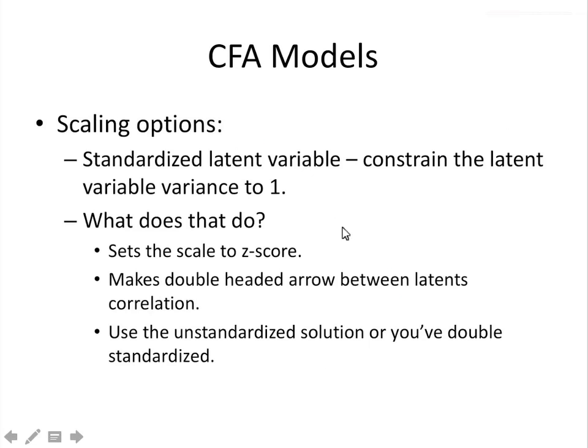We can standardize the latent variable. That's constraining our latent variable variance to 1, which essentially sets the whole thing to a z-score scale. It makes the double-headed arrows between latents a correlation. If you're going to do it this way, you're going to use the unstandardized solution. And what you'll see in the lavaan output is that the unstandardized solution and the standardized solution are the same, because otherwise it would standardize this standardized solution, if that makes sense. This will constrain all the variance on the latent side. Then all of the parameter estimates are going to be standardized, so in z-score format. Now remember, z-scores can go over 1. This isn't completely standardized. This is just scaled to beta, basically.